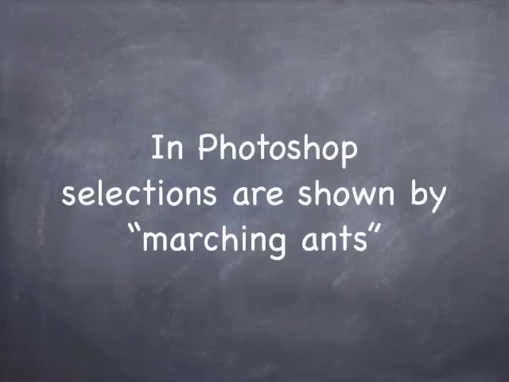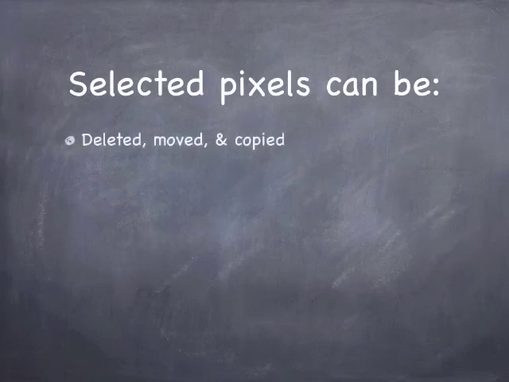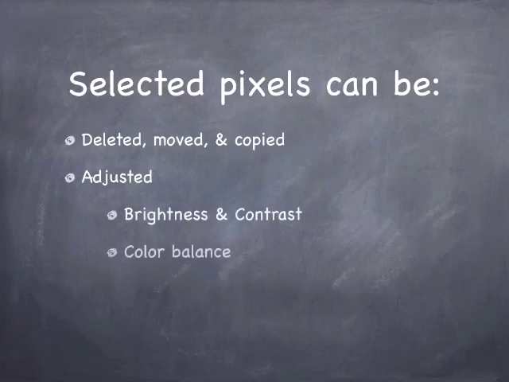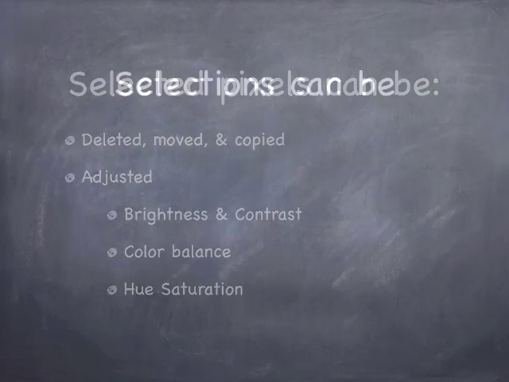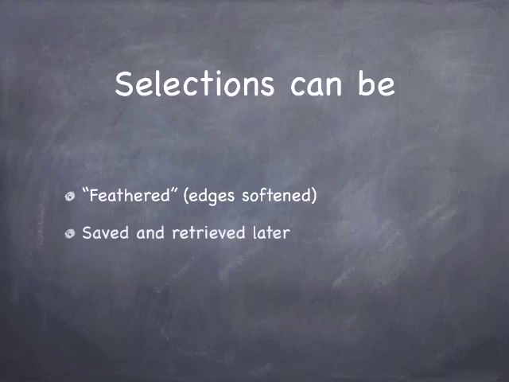In word processing, selected words are highlighted. In Photoshop, selections are surrounded by a moving dotted line called marching ants. Selected pixels can be deleted, moved, or copied. They can have adjustments applied to them, such as the ones we've already learned. Selections can also be feathered, making the edges softer. This is helpful if you want to paste a selection onto something else. It makes the transition more believable. And selections can be saved and retrieved later.